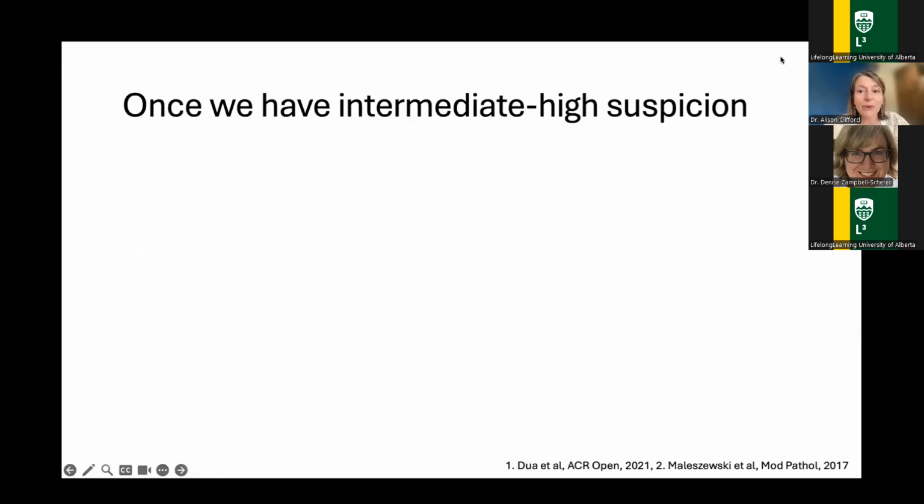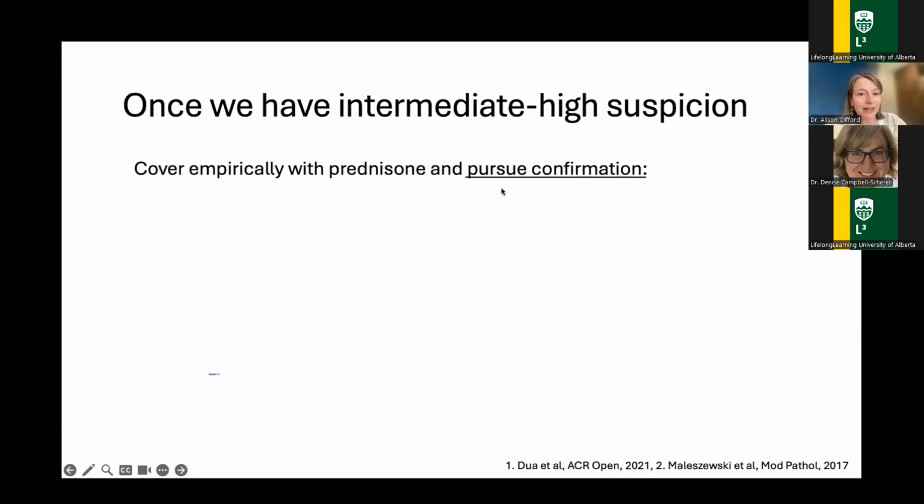Okay, so once the suspicion is intermediate to high, most of the times we are going to suggest empirically covering with prednisone. The reason being that the risk of vision loss and the risk of stroke is highest in the early days before we figure it out. So we usually empirically treat and then hunt down more investigations.